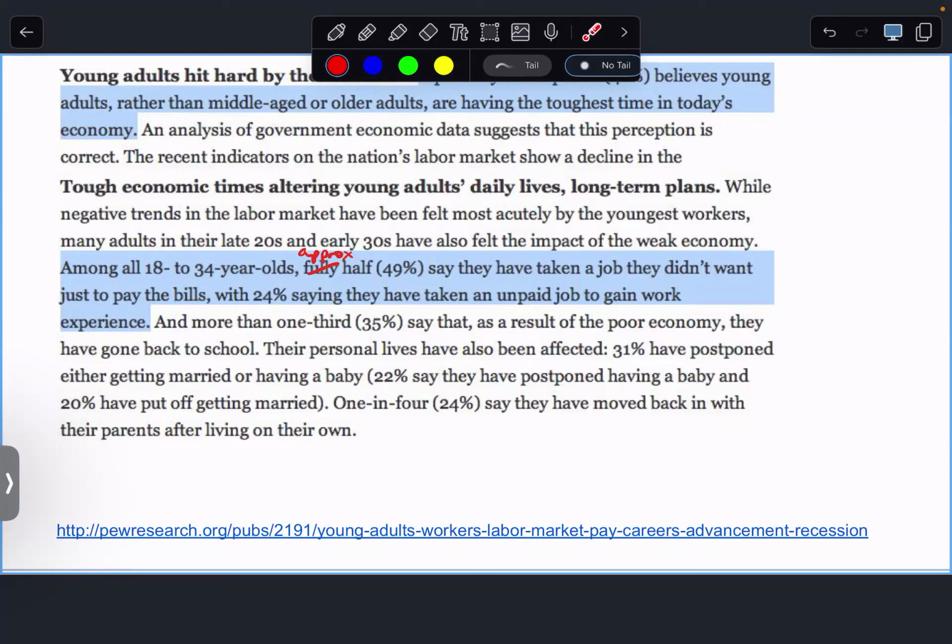So these percentages, remember the percentages are probabilities, which are proportions. Okay? So we can analyze these proportions. There's more proportions here, and more than one third say that as a result of the pandemic, they've gone back to school, their personal lives have been affected, and so on.